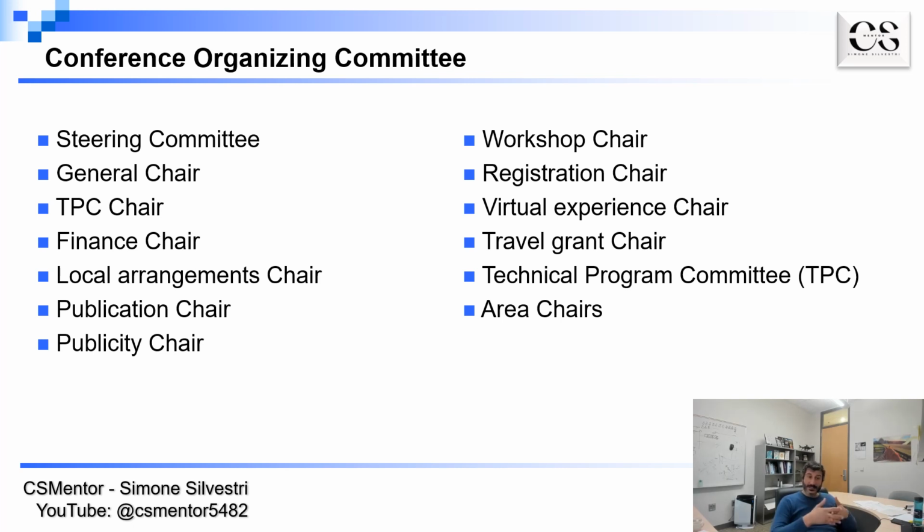Then there is the publicity chair that periodically sends advertisements on the conference, for example, through mailing lists, social media, etc., in order to make the general public and other researchers aware that this conference exists and papers can be submitted. Other things are also advertised, for example, the fact that some keynote speakers have been scheduled, or the fact that travel grants are available, etc. So the publicity chair has the role of spreading the information about this conference.